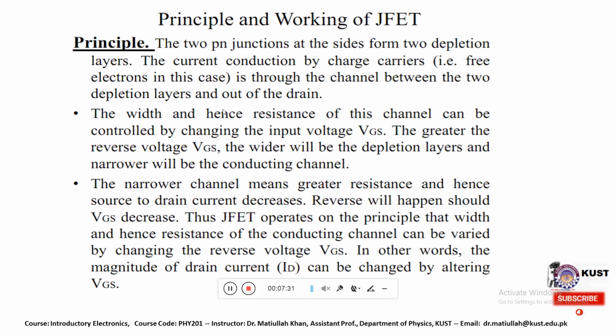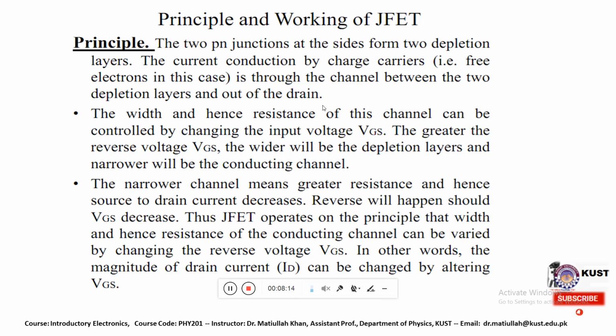Looking at the structure of this device, we can understand the structure and working of the junction field effect transistor. There are two p-n junctions at the sides, which form the two depletion layers. The current conduction by the charge carriers, that is the free electrons in this case, is through the channel between the two depletion layers and out of the drain. The width, and hence the resistance, of this channel can be controlled by changing the input voltage. A narrower channel means greater resistance, and hence the source to drain current decreases. The reverse will happen when VGS decreases.